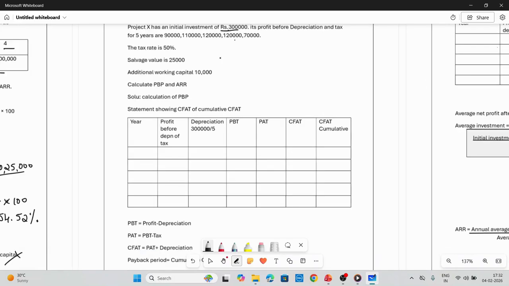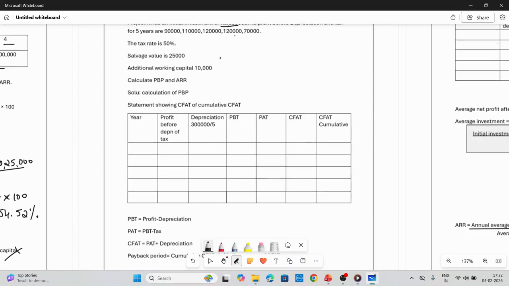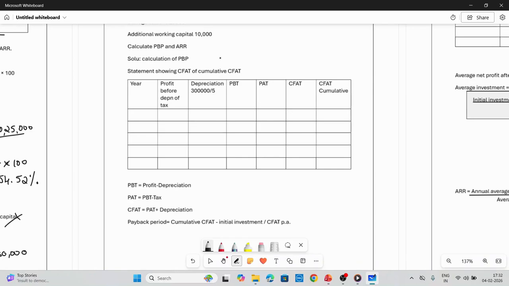Project X has an initial investment of rupees 3 lakh. Its profit before depreciation and tax for 5 years are 90,000, 1 lakh 10,000, 1 lakh 20,000, 1 lakh 20,000 and 70,000. The tax rate is 50%. Salvage value, it's nothing but a scrap value, it's 25,000. Additional working capital is 10,000. Calculate PBP and ARR. Those who have missed previous classes, please take a note of PBP. Calculation of PBP. Statement showing CFAT of cumulative CFAT.